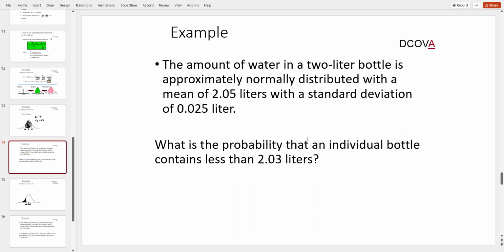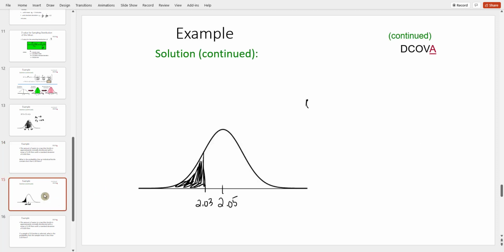But if you look at this problem, it's only looking at an individual bottle. It's not looking at a sample mean. You didn't take a sample and calculate the sample mean. That's not what this is. This is the individual bottle. So this is just like the normal distribution problems you did previously. So we know our mean is 2.05. And we know the standard deviation is 0.025. So I'm just going to go ahead and plug this into StatCrunch.